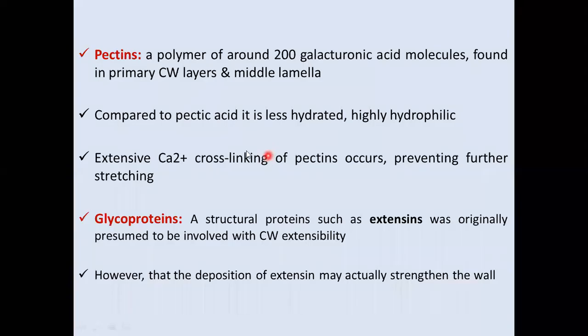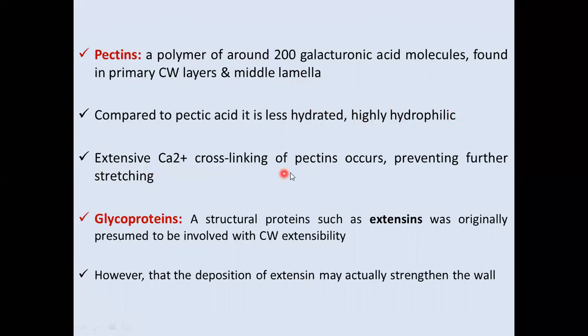Next one is pectins. It is a polymer of around 200 galacturonic acid molecules found in primary wall layer and middle lamella. So pectin is a larger molecule than pectic acid. Compared to pectic acid, it is less hydrated, that is, it contains fewer OH groups, and is highly hydrophobic, and this is more water soluble.